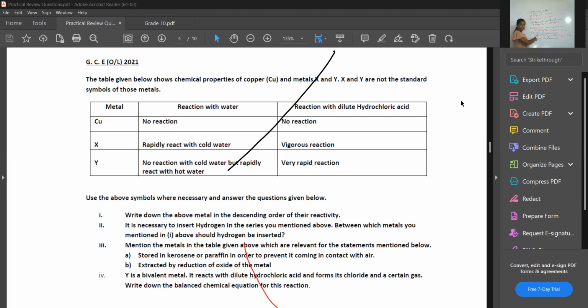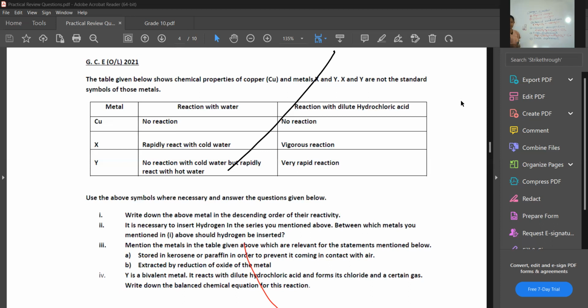Only a metal with a higher reactivity than copper can displace copper from the copper sulfate solution. When we put gold here, gold cannot displace copper because gold is less reactive than copper. Did you understand? So only a metal with a higher reactivity than copper can displace copper from a copper sulfate solution.